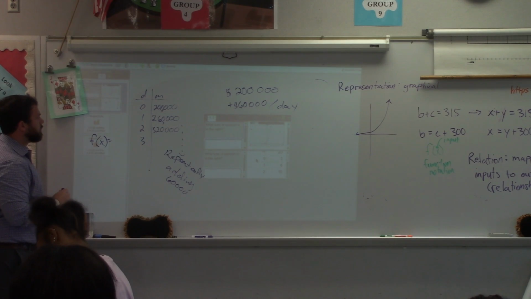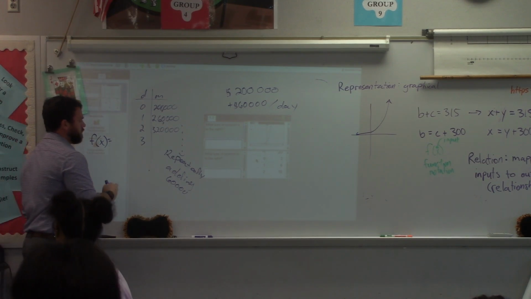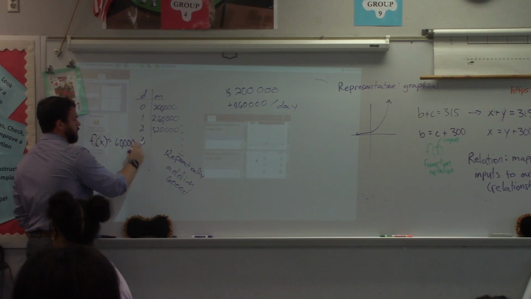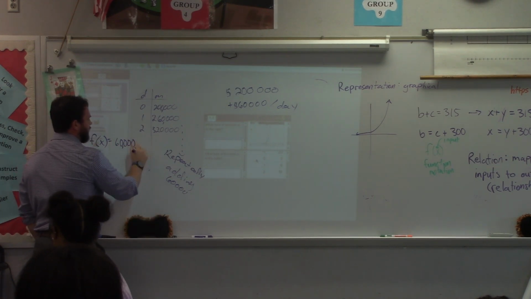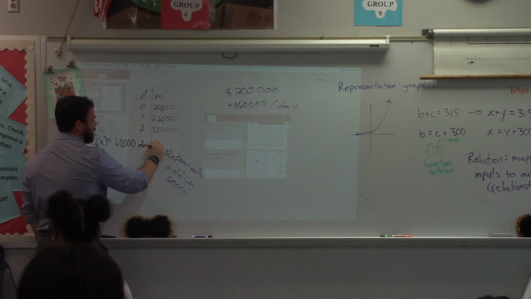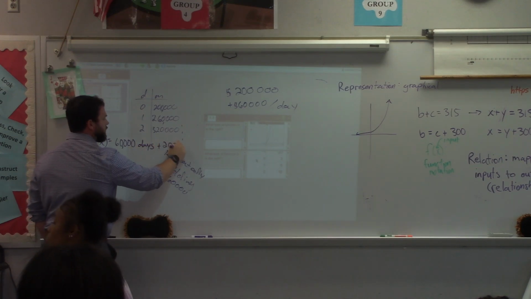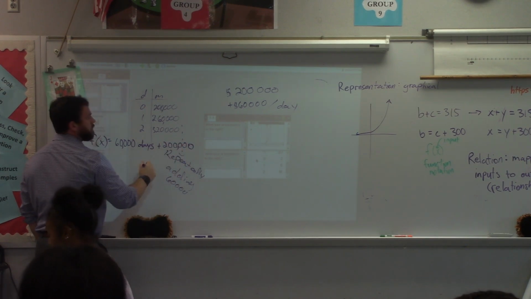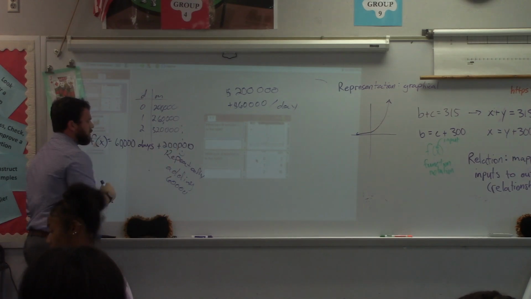For this one, for option 1. 60,000 X plus 200,000. So 60,000 what? X. Time, so like when you say days like this, plus 200,000? Yeah. Is that right?